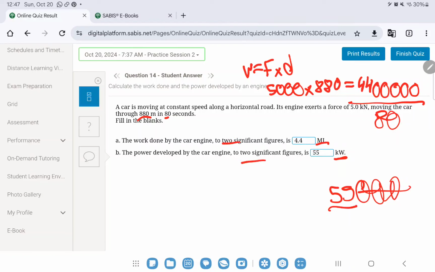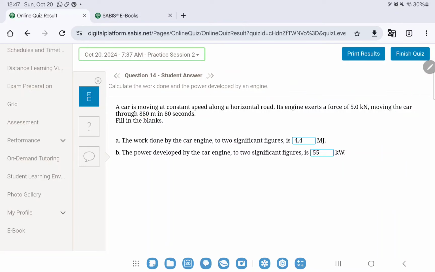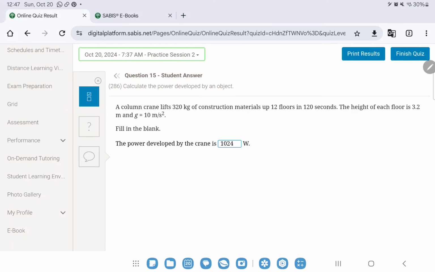And be sure you look at significant figures because they're really important in the exam. Could cost you all the exam. Now let's move on to the last question, which is again power. A column lifts 320 over 12 floors in 120 seconds. Each floor is 3.2 meters. So we need to find our height.